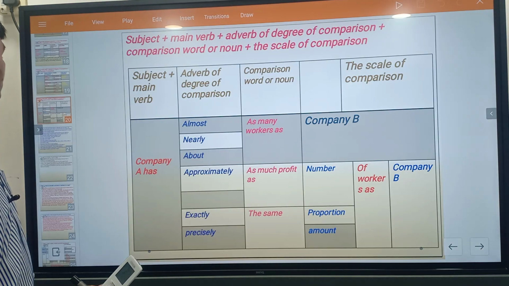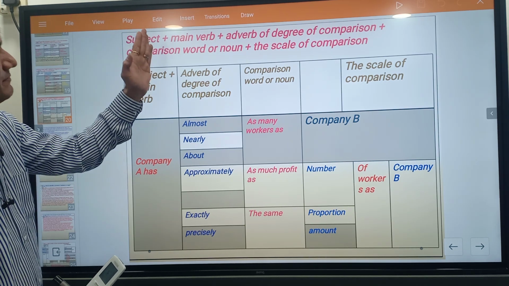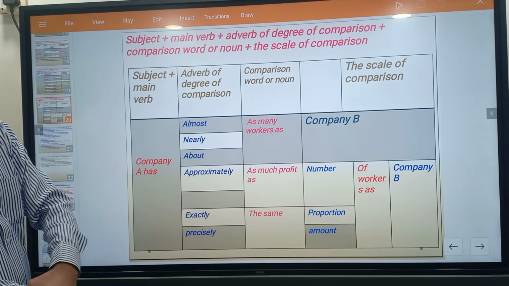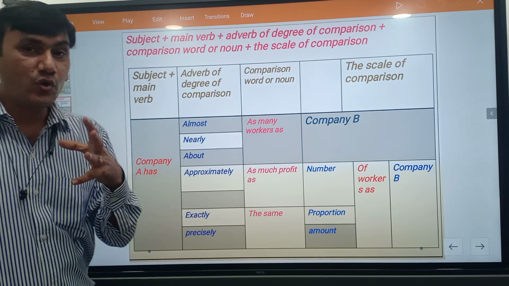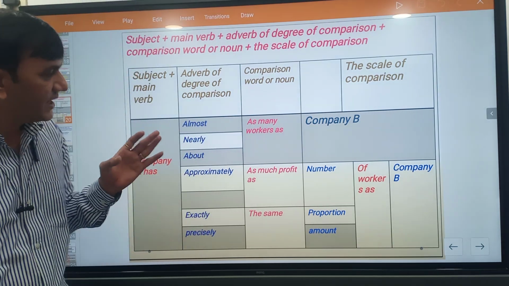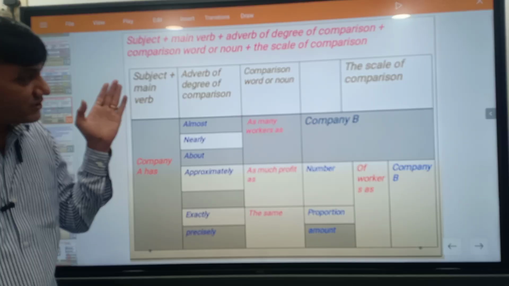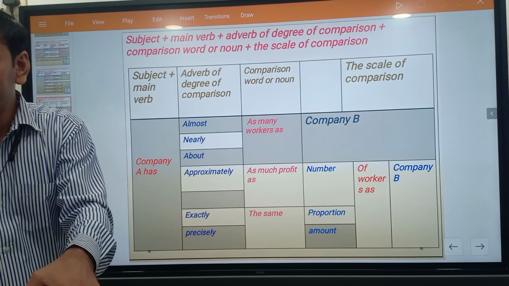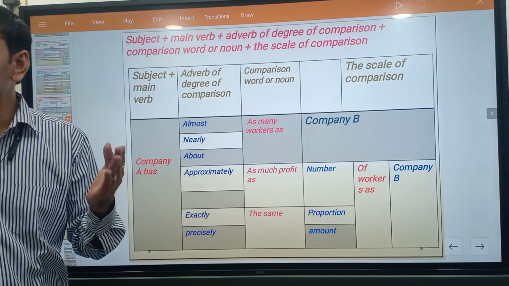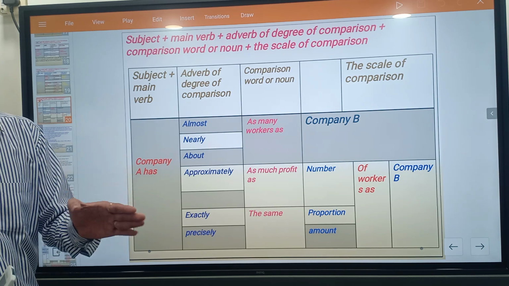Now last but not the least: subject, main verb, adverb of degree of comparison, verb, noun plus scale of comparison. If you know this structure, then you can write any type of graph. I know that it is a little bit difficult to understand the structure, but when you compare the structure with your writing, when you use this structure at the time of reading any graph, then you will understand how this structure can help you in a better way, in an effective way.